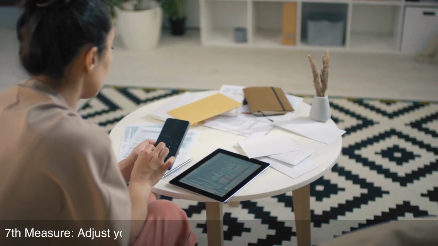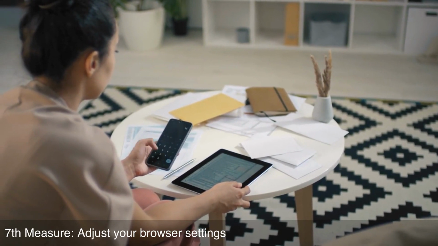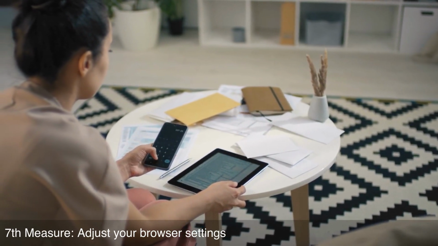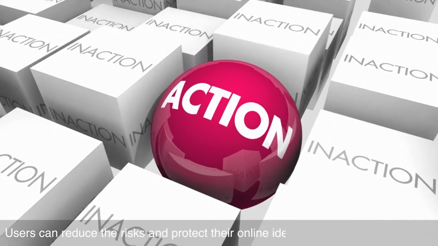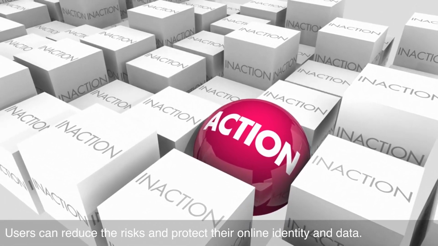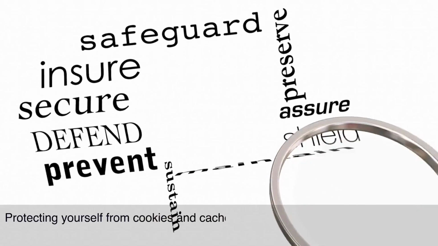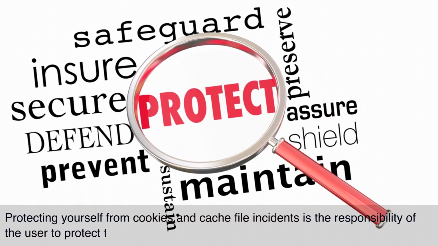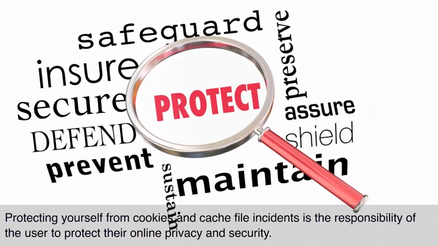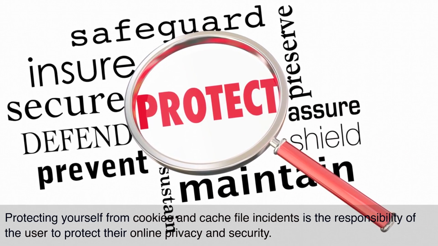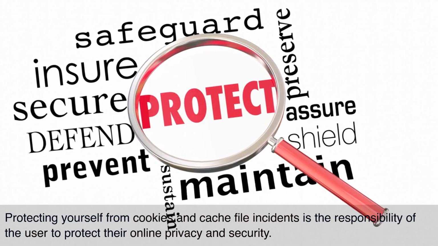The seventh measure is to adjust your browser settings. You can adjust your browser settings to limit the amount of data that can be stored on your device, such as disabling third-party cookies or limiting cache storage. By taking these measures, users can reduce the risk associated with cookies and cache files and protect their online identity and data. Protecting yourself from cookie and cache file incidents is ultimately the responsibility of the user. While web browsers and operating systems may provide some built-in features to help manage cookies and cache files, it is important for users to be aware of the risks and take proactive measures to protect their online privacy and security.